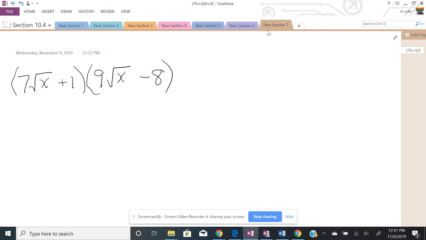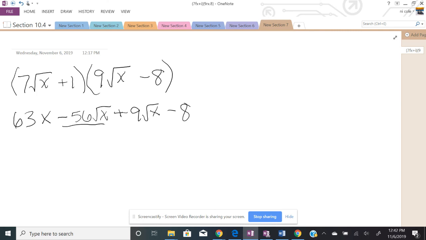But the last thing we can do, so not only can we do one distribution, we can also FOIL. So here I would have 7 times 9, which is 63. And the square root of x times the square root of x gives me x. Then I have 7 square roots of x times negative 8, which gives me minus 56 square roots of x. Then my insides give me 1 times 9 square roots of x. So that's plus 9 square roots of x. And then 1 times negative 8, which gives me minus 8.